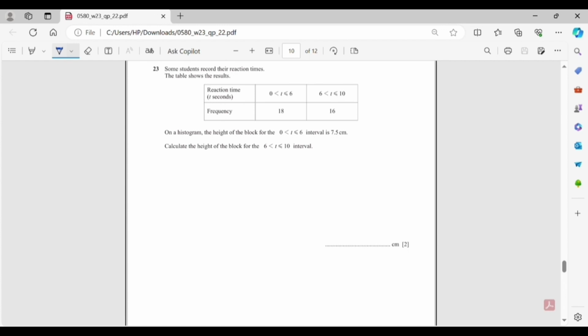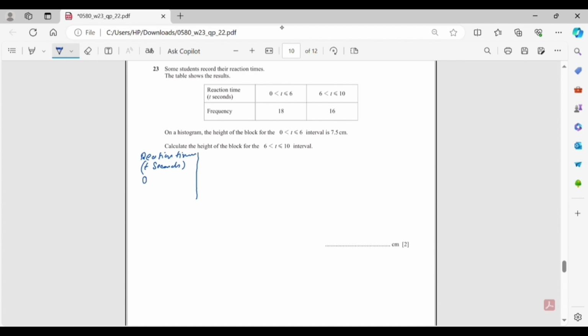Question 23. Some students record their reaction time. The table shows the result. On the histogram, the height of this block is given. So calculate the height of the block for this interval. Right. For this, let's make one table. First, we will make the table. Reaction time. Time in seconds. This. Then class width. This is given.